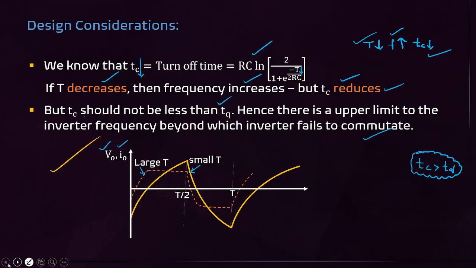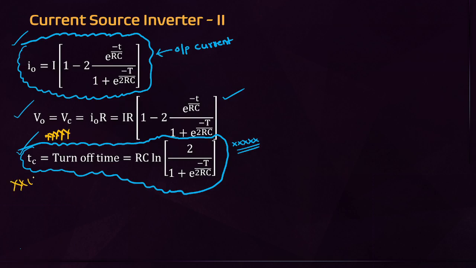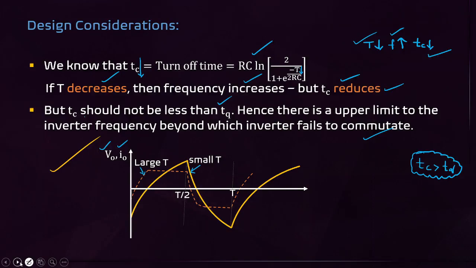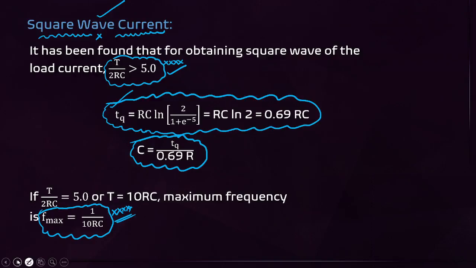These are the design considerations. No need to concentrate on all of them, but the circuit turn off time and the load current expression are what you mainly have to concentrate on. The remaining points, no need to concentrate. These are design considerations of a current source inverter, that is, a capacitor commutated current source inverter.